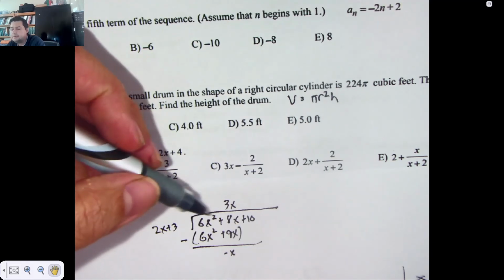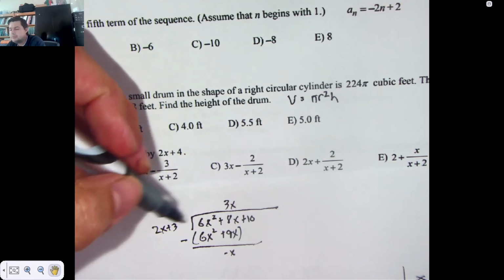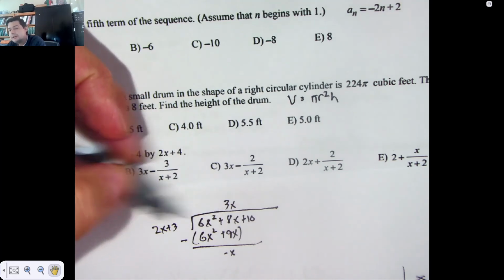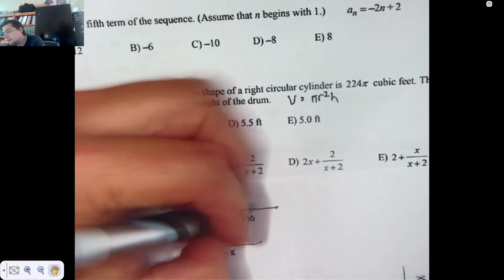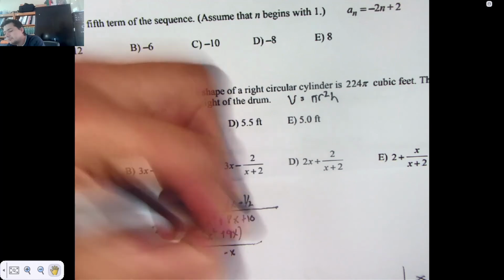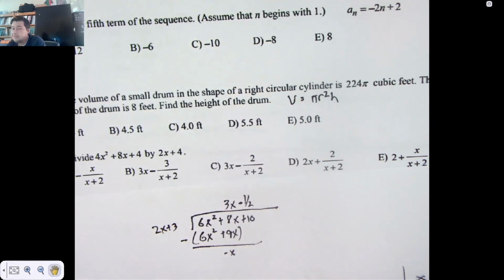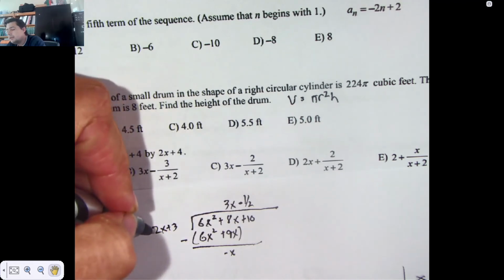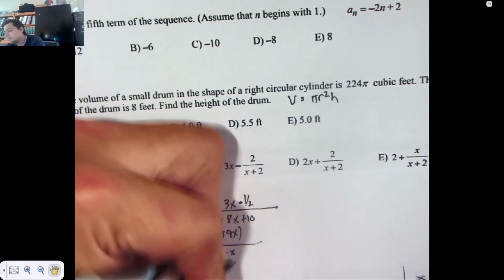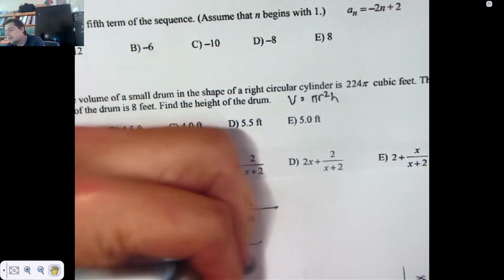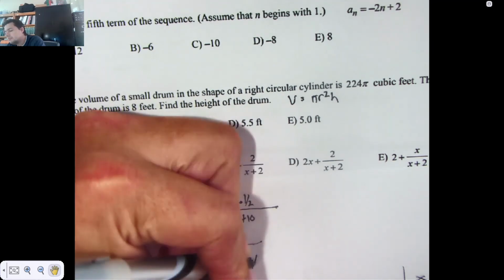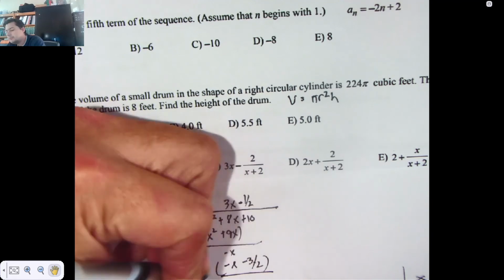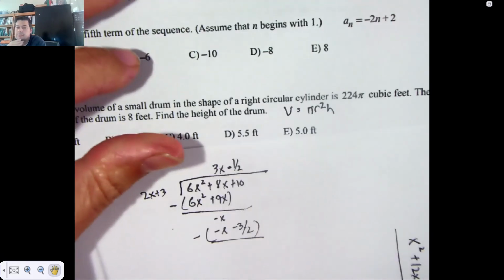This is kind of funky. This one's a little rougher than it should have been, but anyways, just the way it worked out. How do you turn a 2x into a negative x? You multiply it by a negative half. Like I said, it's kind of funky, but it is what it is. That'll give you a negative x minus 3 halves. Wrap before you subtract. Otherwise, you make a sign mistake.